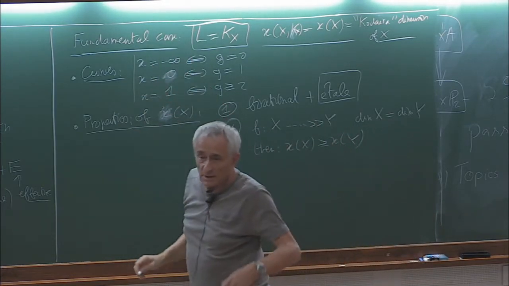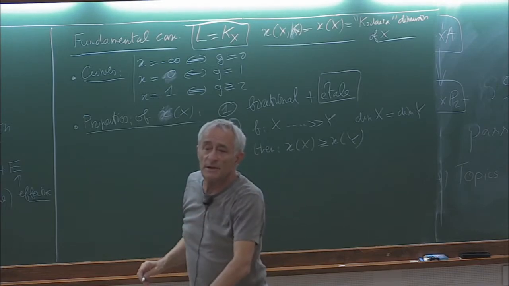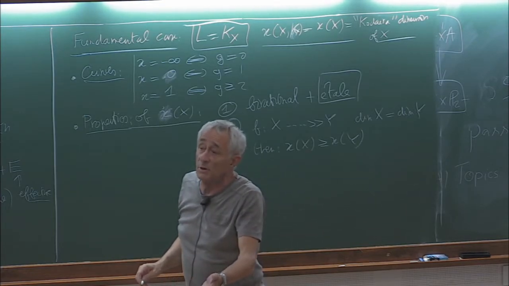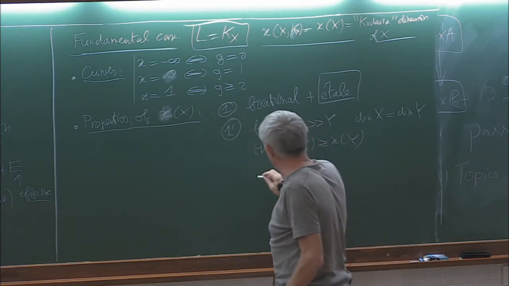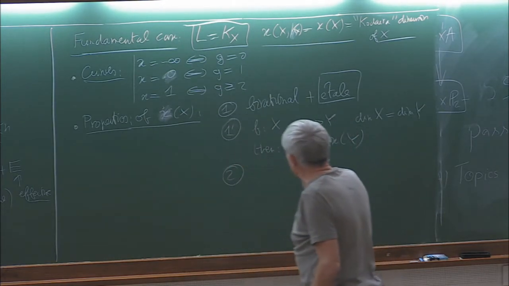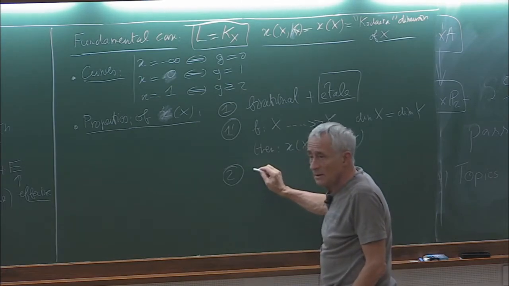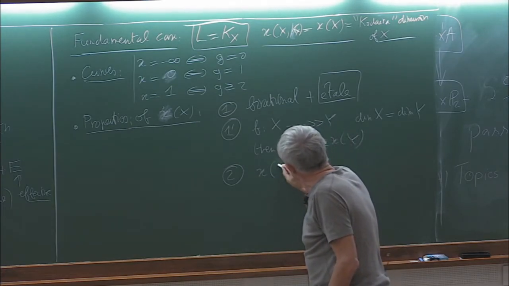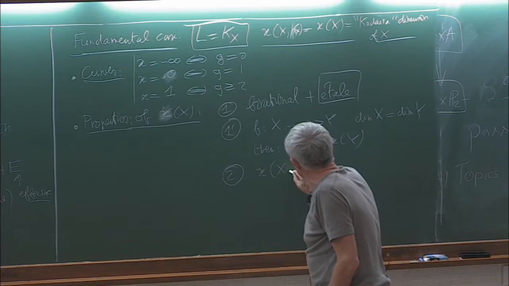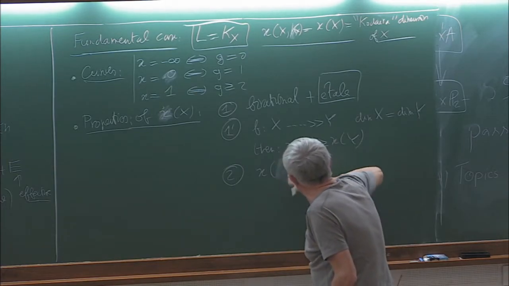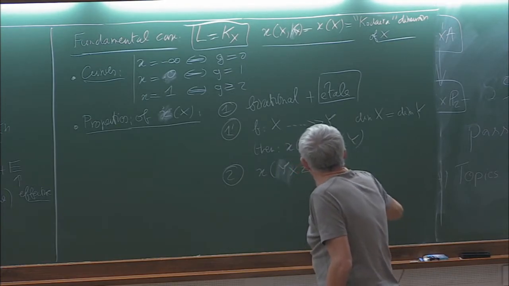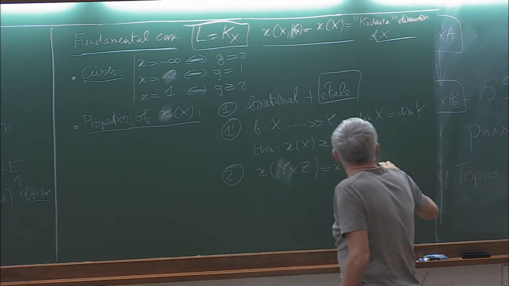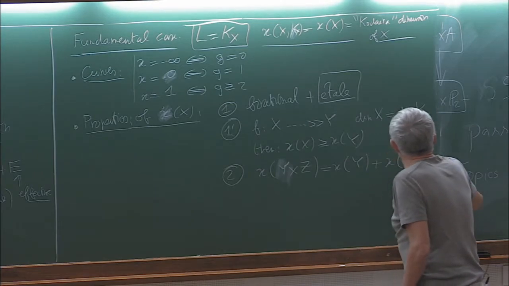You just need to take, for example, a hyperelliptic curve and its map to P1, and so you have a difference, which comes from the ramification. So this is an easy property. Now, if we take a product Y cross Z, kappa of the product is kappa of Y plus kappa of Z.